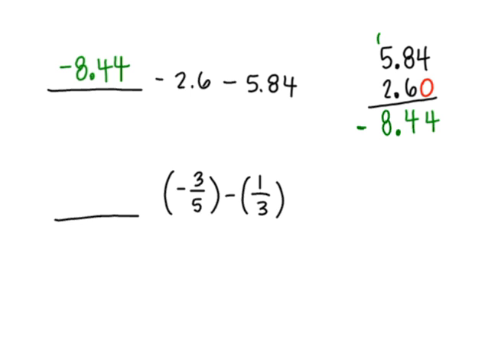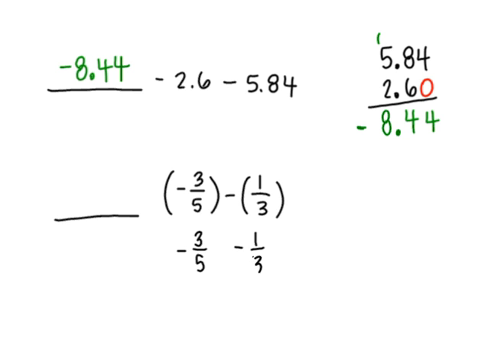All we have left are fractions. Negative 3/5 minus 1/3. I see that these have the same sign. The same sign tells you to add and keep the sign. So I know I'm going to be adding these fractions. But what I have to do first is get a common denominator.